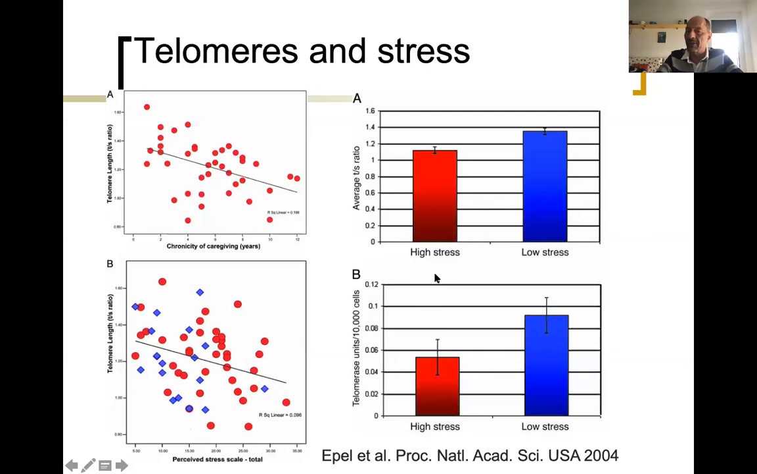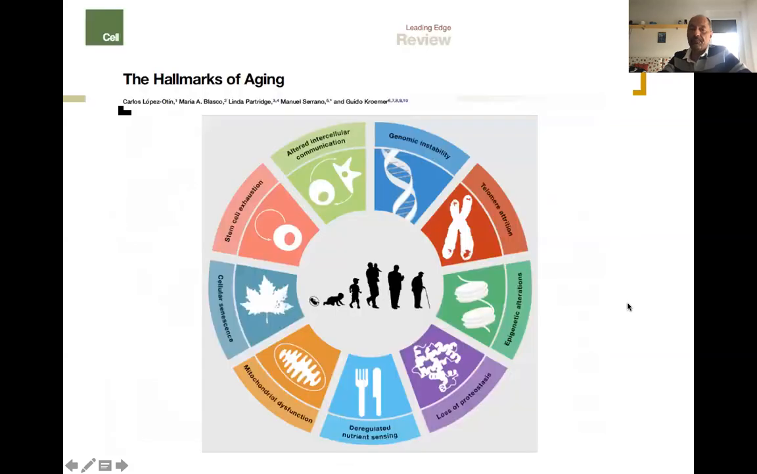You also see it here. This is the average telomere length, and this is the telomerase units. You see that it is lower for the high stress as compared to the low stress. But as I said, aging is more complicated than telomeres.